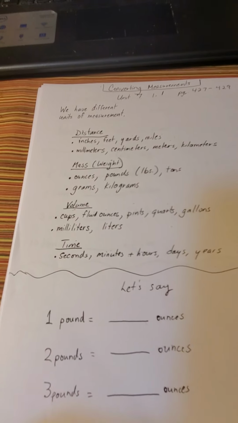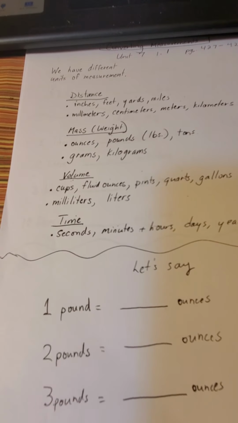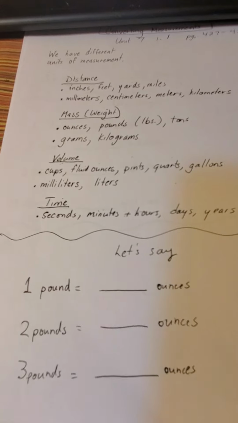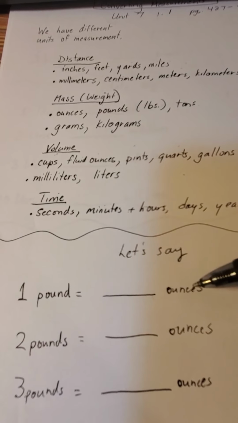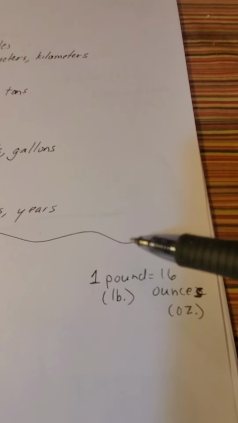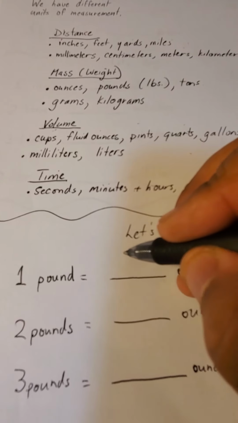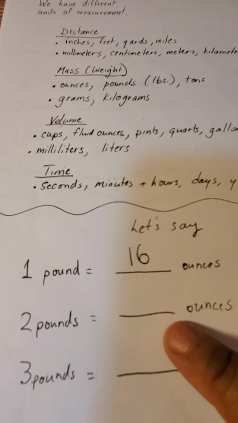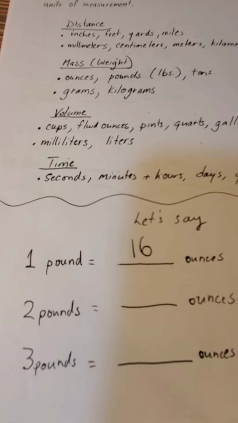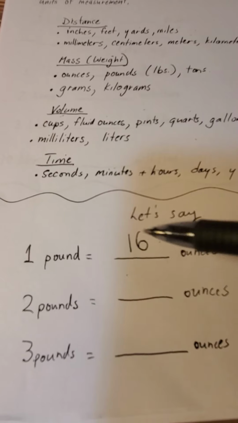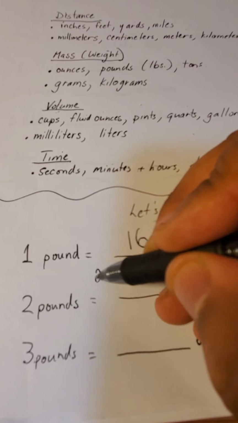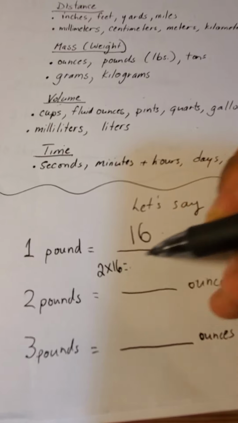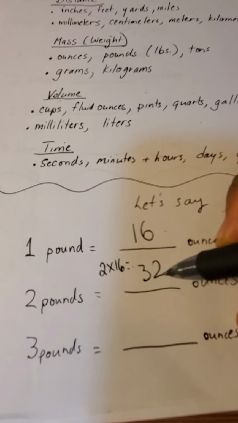Now, we have a way of converting one unit to another. Let's say we want to know how many ounces are in 1 pound. Well, there's a formula that we use. 1 pound equals 16 ounces. But what if I wanted to know how many ounces are in 2 pounds? Well, if I know 1 pound is 16 ounces, 2 pounds would be twice as much. So 2 times 16 would be 32 ounces.